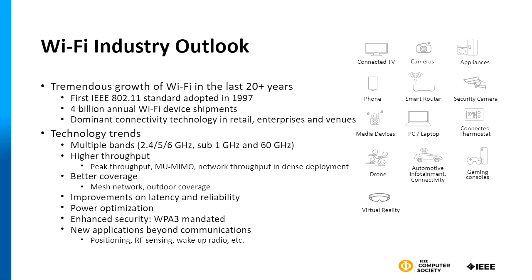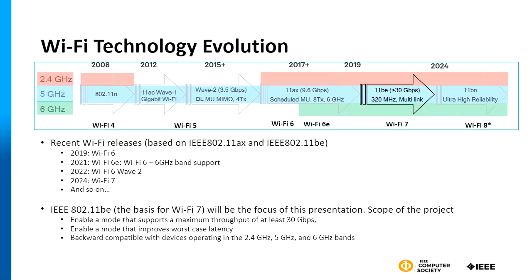And since at least a year, all Wi-Fi related technologies have been migrating to WPA3 to enhance security. And we're also addressing, from an 802.11 perspective, new applications which are beyond communications, which is kind of our bread and butter, but focusing also on positioning, RF sensing, wake-up radios, which are other amendments that have been developed or are under development in 802.11.